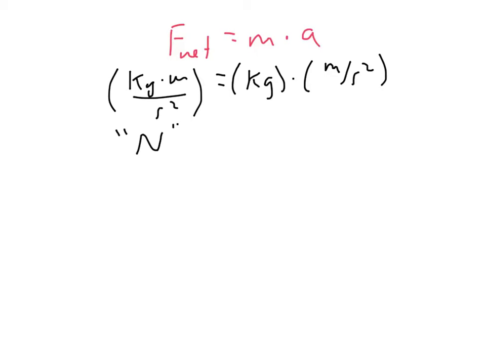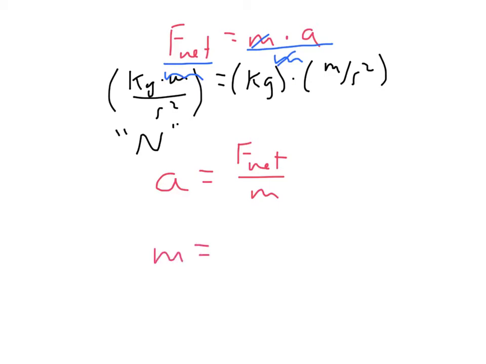This equation can be written two other ways. It can be written a equals net force divided by mass. How do we know that? It's very simple. We can just take both sides of this equation and divide by mass. Mass goes away on the right, so we have acceleration equals net force divided by mass. And we could also write it mass equals net force divided by acceleration, where instead of dividing by mass up on top here, we can divide by acceleration instead.